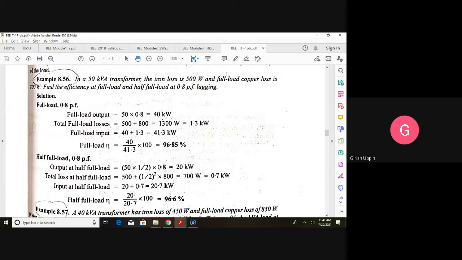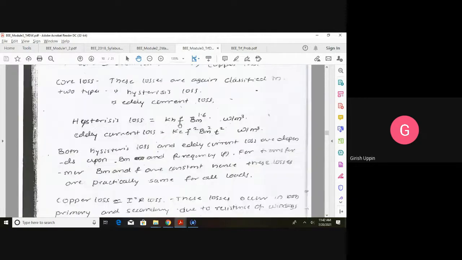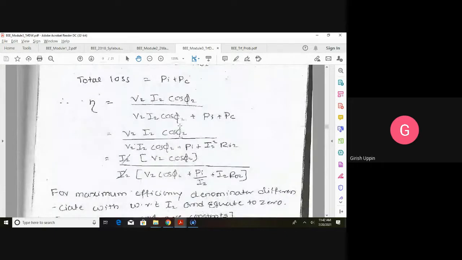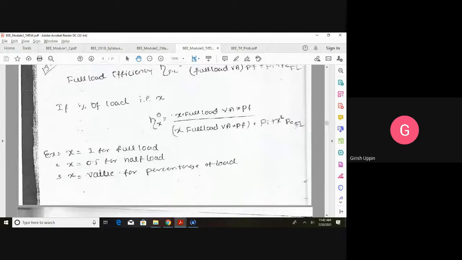I recommend you use the generic formula that we have created, which will make it simple. If you remember, in the class we have solved it like that, not like the one given in the book. So we use this formula: eta x is equal to x into full load VA into power factor, divided by x into full load VA into power factor plus PI plus x square PCFL, into 100.